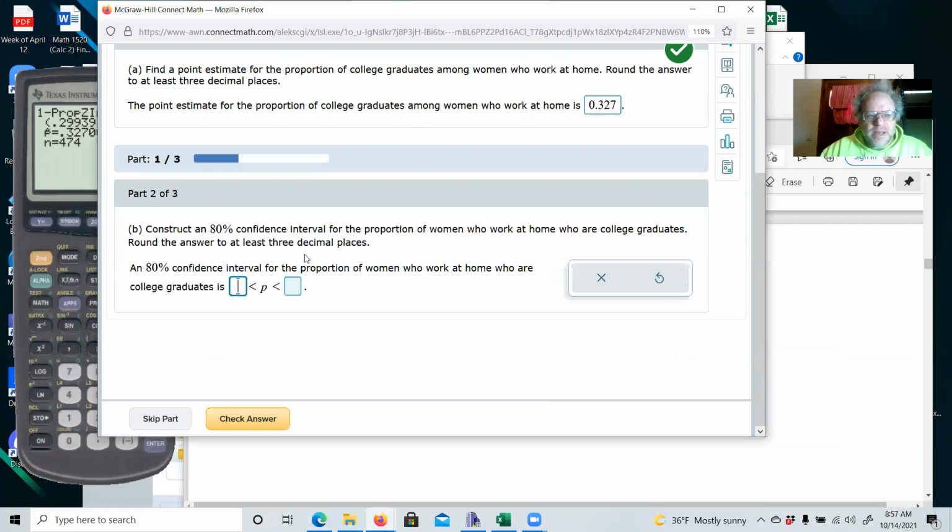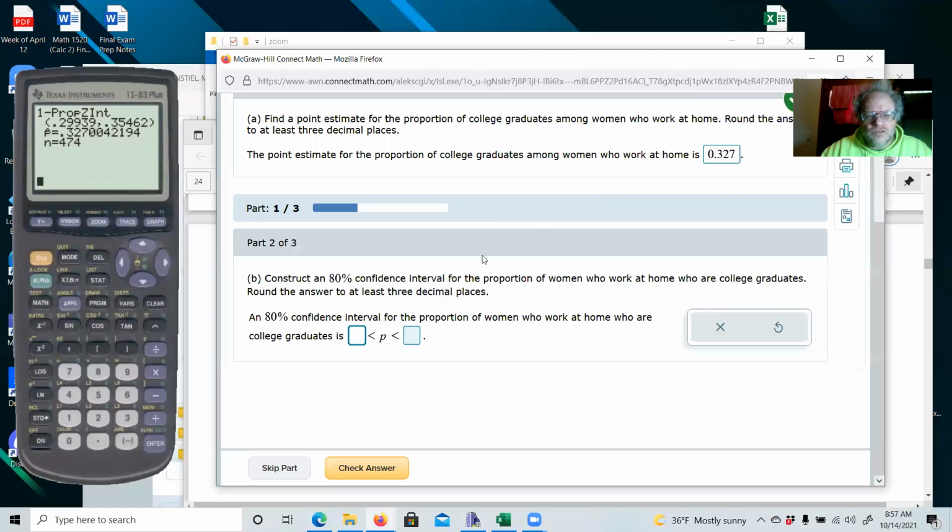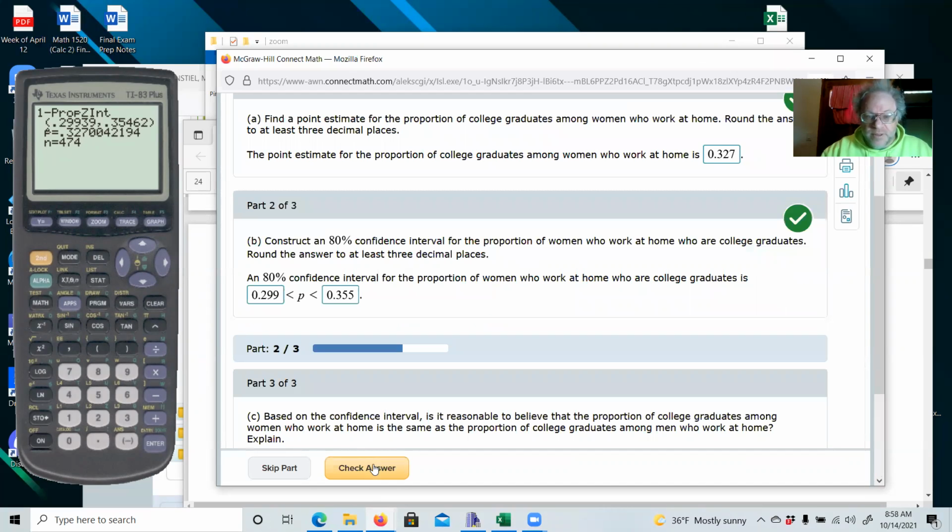All right, so let's go ahead and put that in. We want 0.299, and then for the other one, 0.355. Let's check our answer. Okay, excellent.